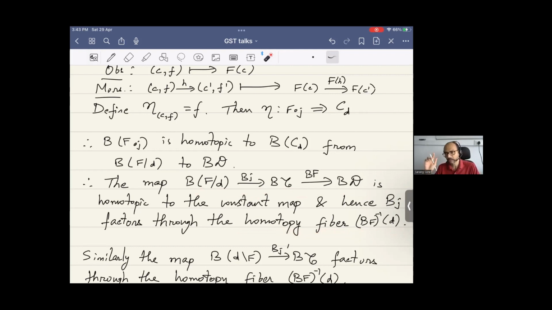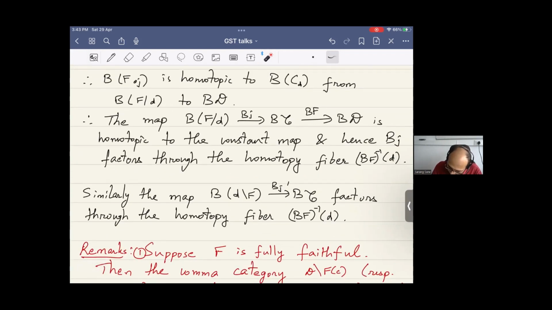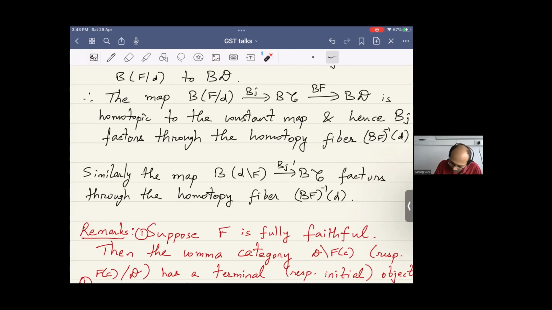In point set topology, if we go to the homotopy category, there is a notion of a homotopy fiber. I will define that later on. So the point is that there is a continuous function from b of f comma d to the homotopy fiber, bf inverse of d. And the same thing happens for bd comma f, which also has a map to the homotopy fiber.